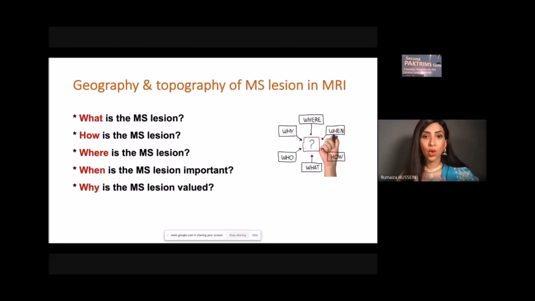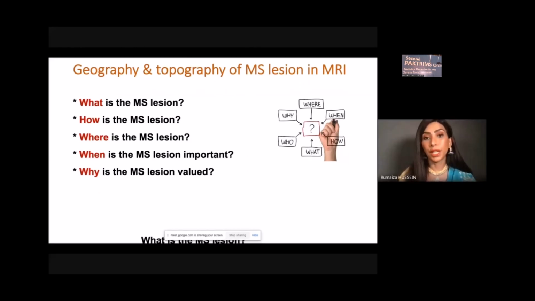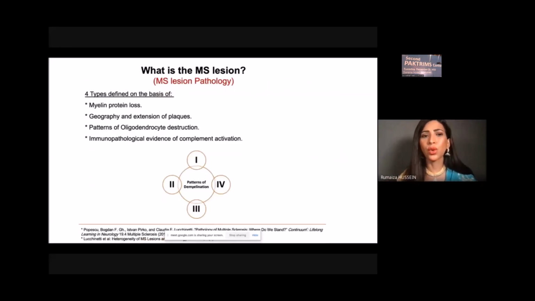In order to go deeper within the MRI, I see it very useful to go within the geography and the topography of those MS lesions that we see within the MRI. So what are those lesions and how are those lesions presented, where are those lesions, and when will their value be important? Let's go through the MS lesion in terms of pathology.